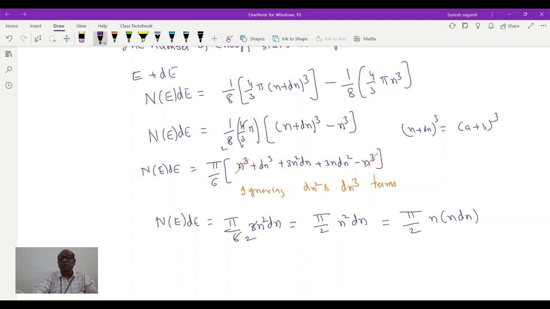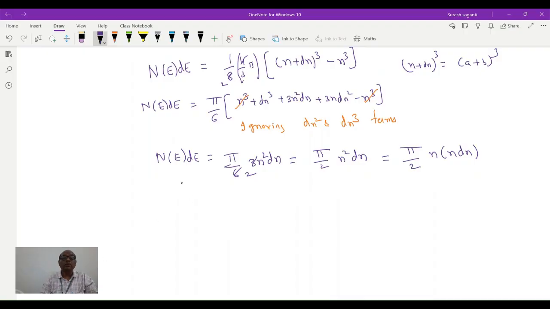Now let us try to find out what is the value of n. Already according to quantum theory, we know that E is equal to n square h square by 8 m l square. So writing for n square, n square is equal to 8 m l square by h square into E. So what we are looking for is n and n dn.